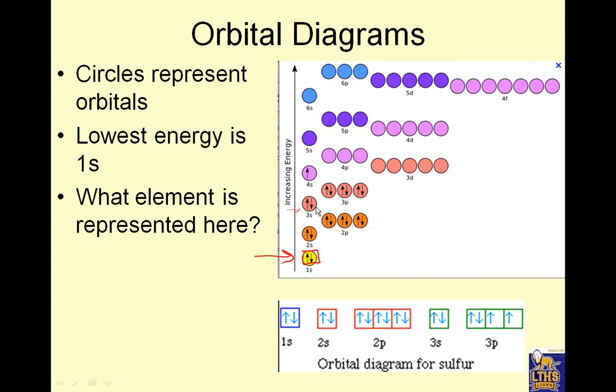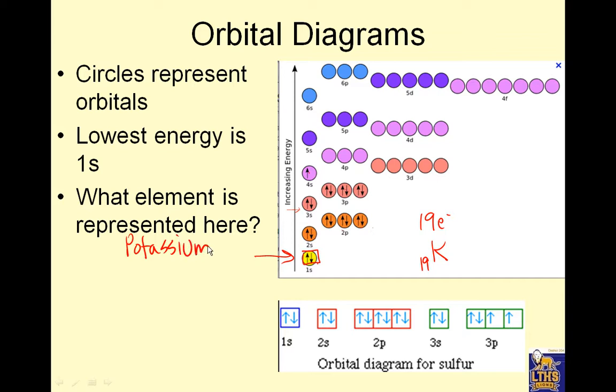And then the 3s orbital has 2, and then 6 in the 3p level, and then 1 in the 4s sublevel. So let's count. 2, 4, 6, 8, 10, 12, 14, 16, 18, 19. 19 electrons. Which element has 19 electrons? Well, the one that has 19 protons. So it's potassium. So this is the orbital diagram for potassium.